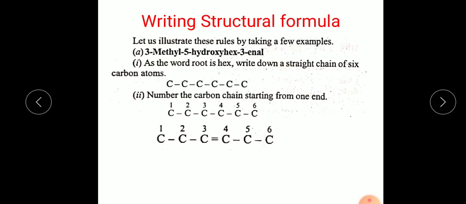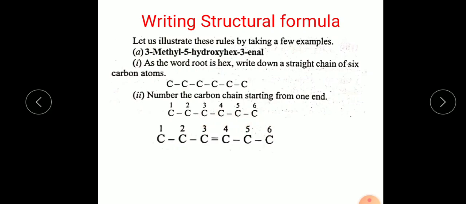So there is a term called hex. Hex means 6 carbon atoms. If it is pent, 5; but, 4. So since it is hex, we draw 6 carbon atoms in a straight chain like this, connected with each other: 1, 2, 3, 4, 5, 6. Fine. Now, after that, the second step will be we'll give the numbering to each carbon atom: 1, 2, 3, 4, 5, 6.